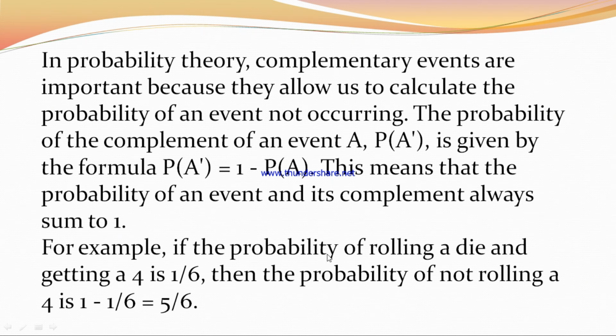For example, if the probability of rolling a die and getting a 4 is 1 over 6, then the probability of not rolling a 4 is 1 minus 1 over 6, which is equal to 5 over 6.